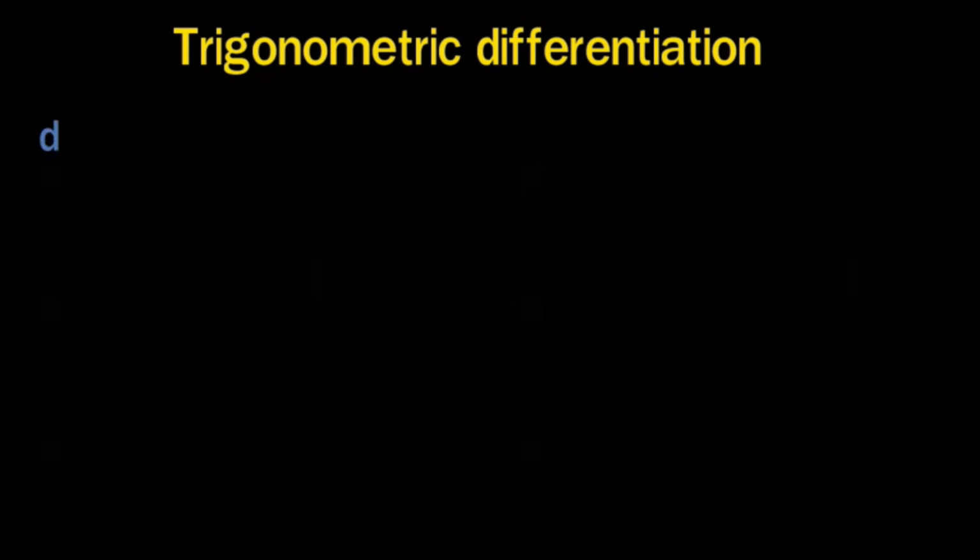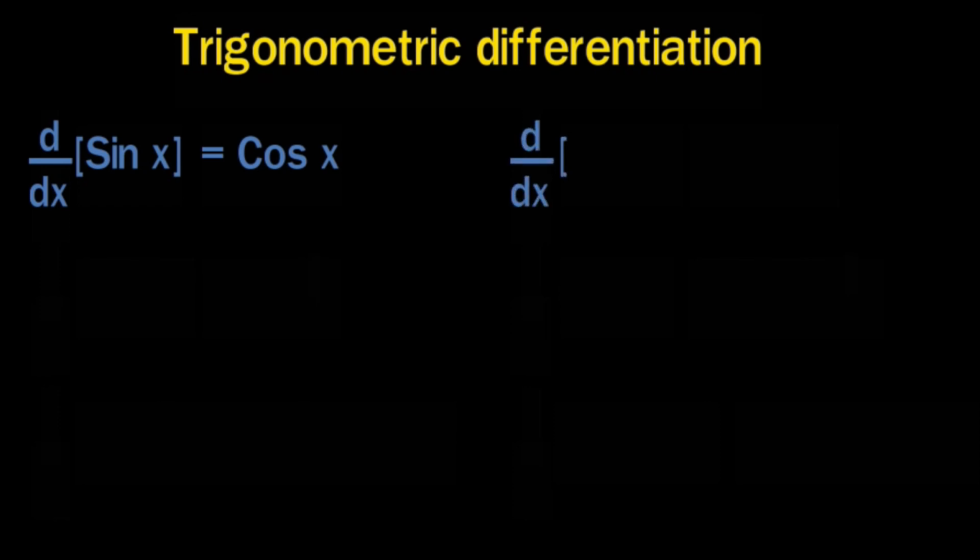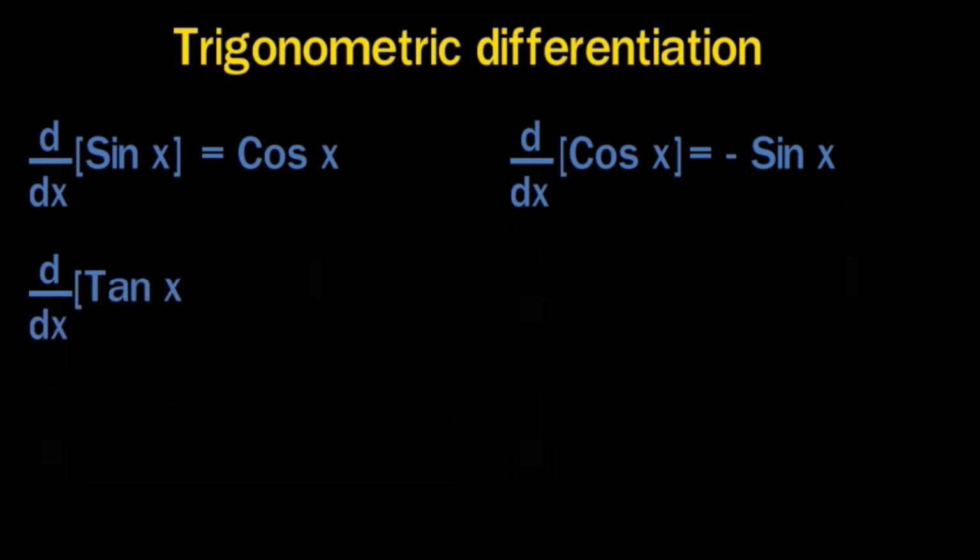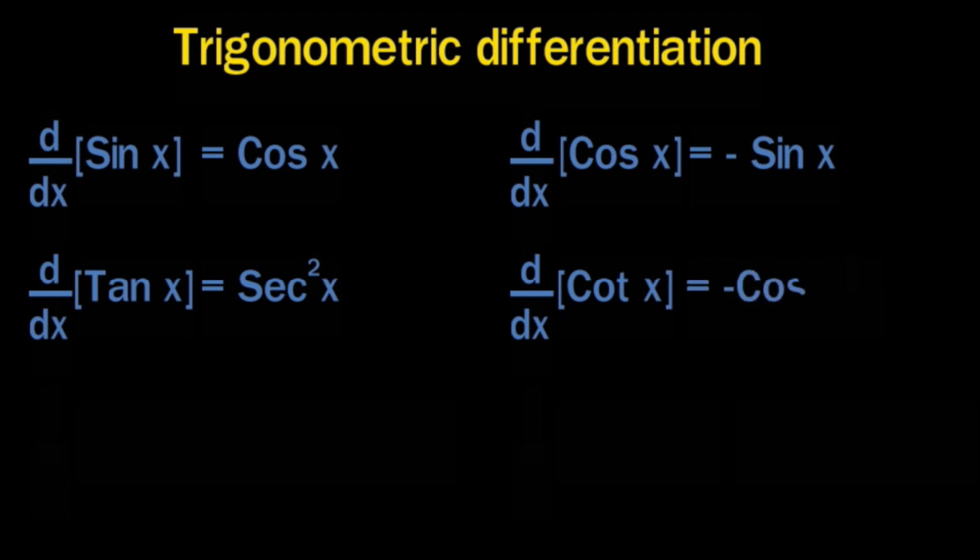First, start with the differentiation for sine x. We will get cosine x. If we differentiate cosine x, we will get negative sine x. If we differentiate tangent x, we will get secant square x. And if we differentiate cotangent x, we will get negative cosecant square x.